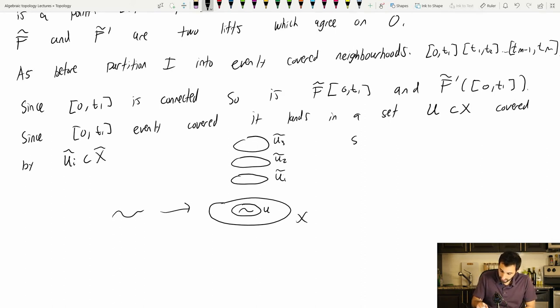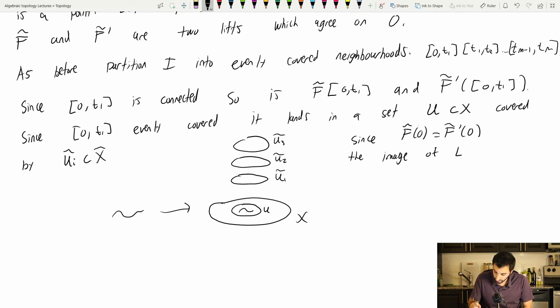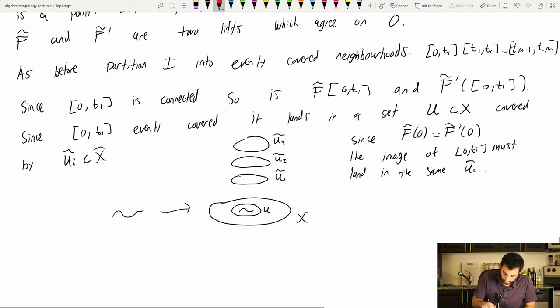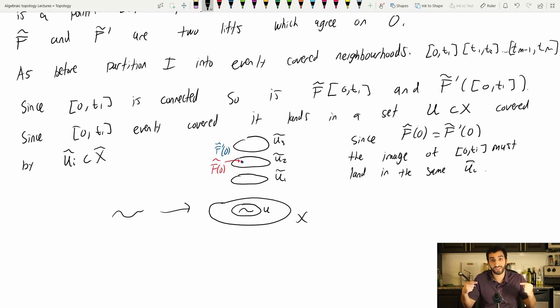Now, since F twiddle of 0 is equal to F twiddle prime of 0, the image of 0 to T_i must land in the same U_i twiddle. So, you know, this is F twiddle of 0. But this must also be F twiddle prime of 0. And since these spaces are mapping down homeomorphically and they map to the same thing, they must actually agree upstairs.